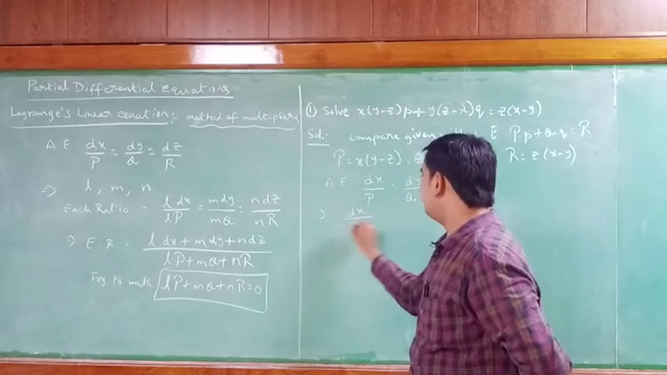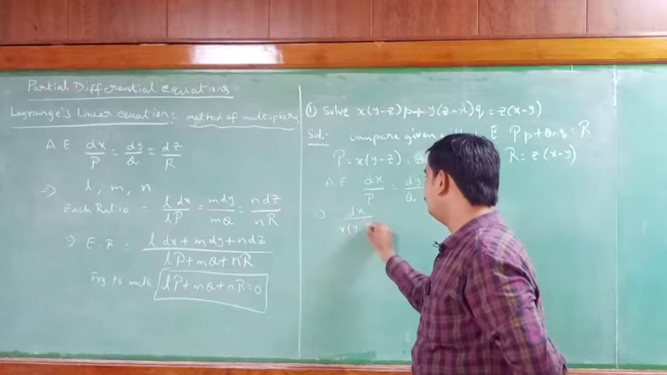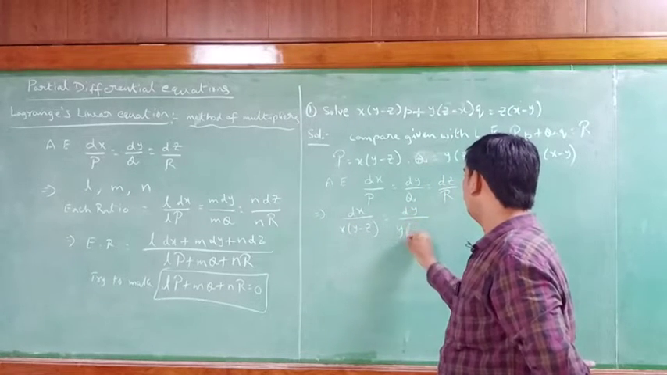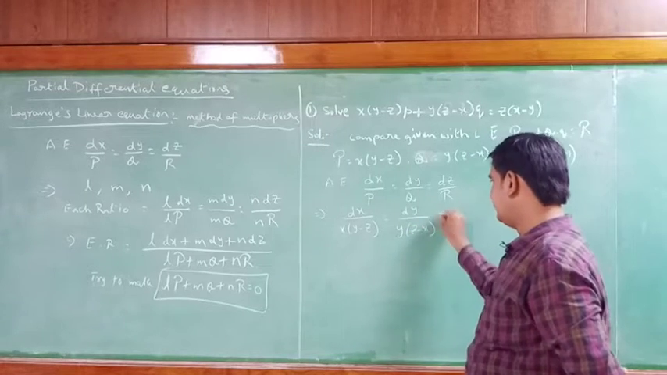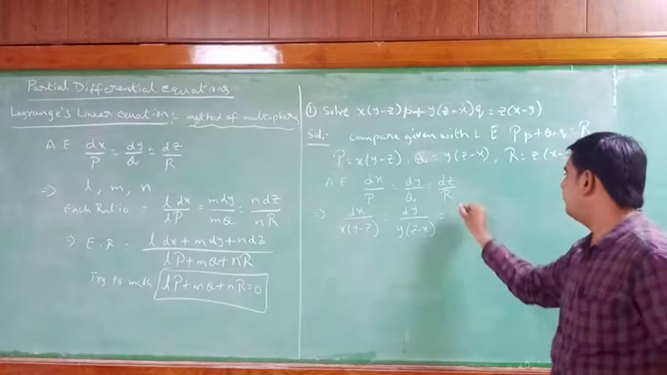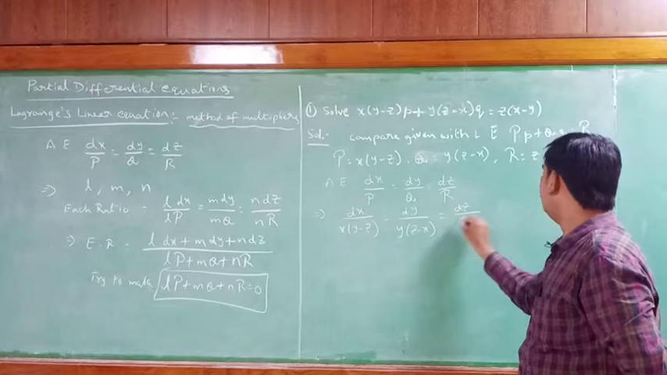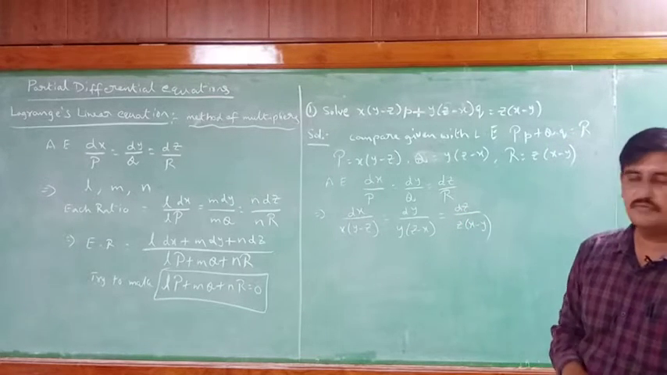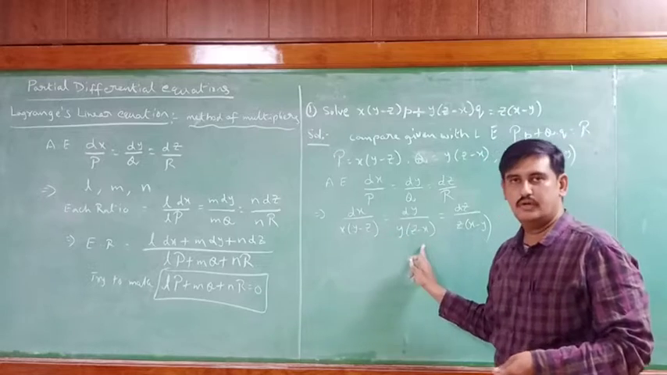dx by capital P. What is capital P? x into (y minus z). dy by capital Q. What is capital Q? y into (z minus x), and dz by capital R. What is capital R? z into (x minus y). Correct? So in the method of grouping, you need to take any two and integrate.